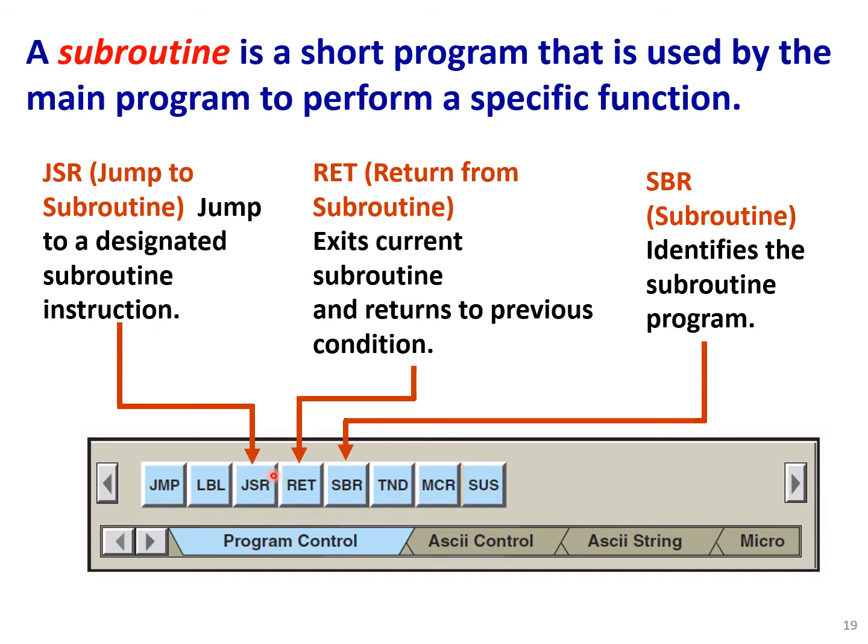Jump to a designated subroutine instruction is basically to call that subroutine. Return from subroutine exits the current subroutine and returns to the previous condition. So this is a return of that subroutine or function. The subroutine label identifies the subroutine program, so it's a label that shows this part is a subroutine.